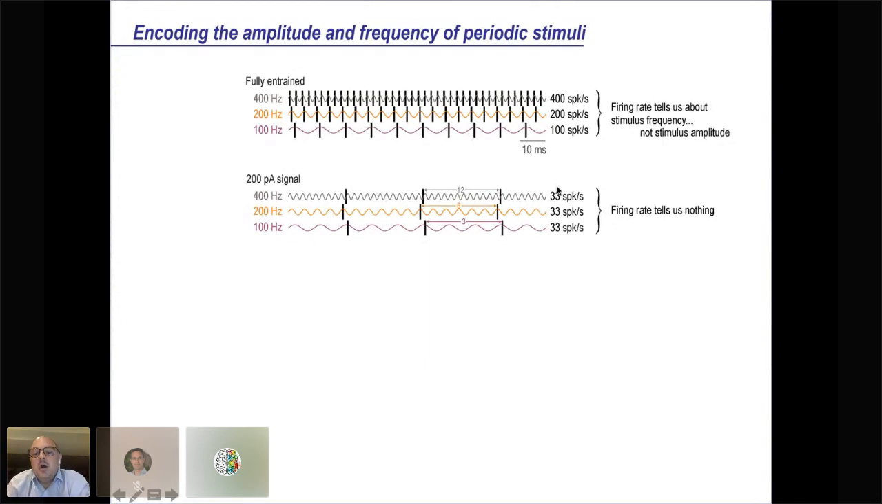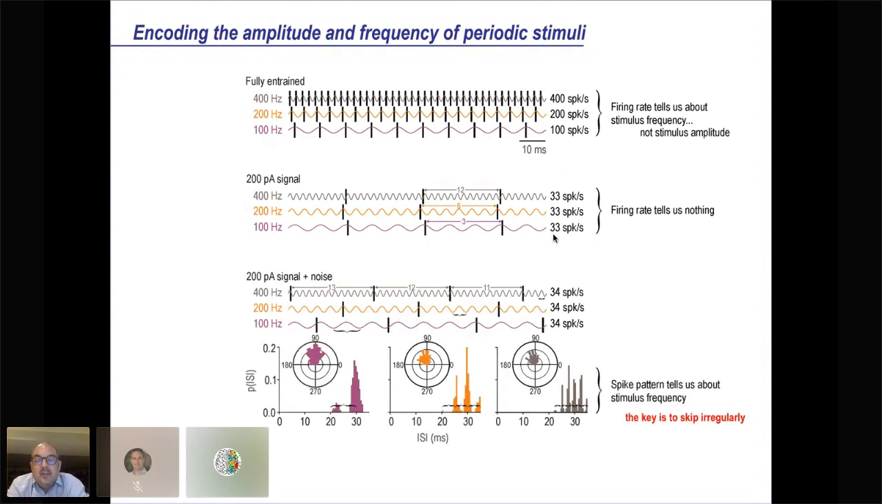But now you're getting the skipping, but all of them are firing at the same rate, so it's not telling you anything about amplitude either. But something interesting happens when you add noise. The skipping becomes irregular. You can see that in the ISI distribution I'm showing you down at the bottom, in the sense that this distribution splits into two small clusters. And those clusters are separated by the period of the stimulus. So if you have a 200 hertz stimulus, these clusters are separated by 5 milliseconds, which corresponds to the period for that stimulus frequency.